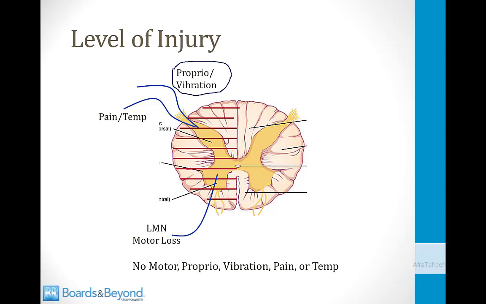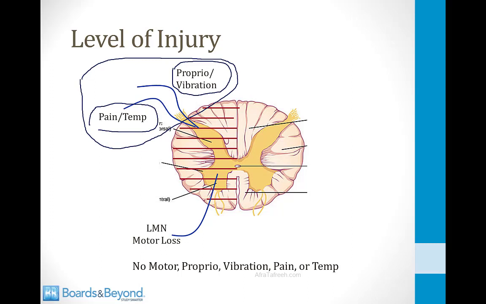They cannot do that. So at the level of the injury, you've lost vibration and proprioception. Pain and temperature information wants to enter the dorsal horn and synapse and ascend on the opposite side, and it cannot because that level is damaged. So you lose pain and temperature as well. Thus, at the level of the injury, you have complete sensory loss: pain, temperature, proprioception, and vibration.